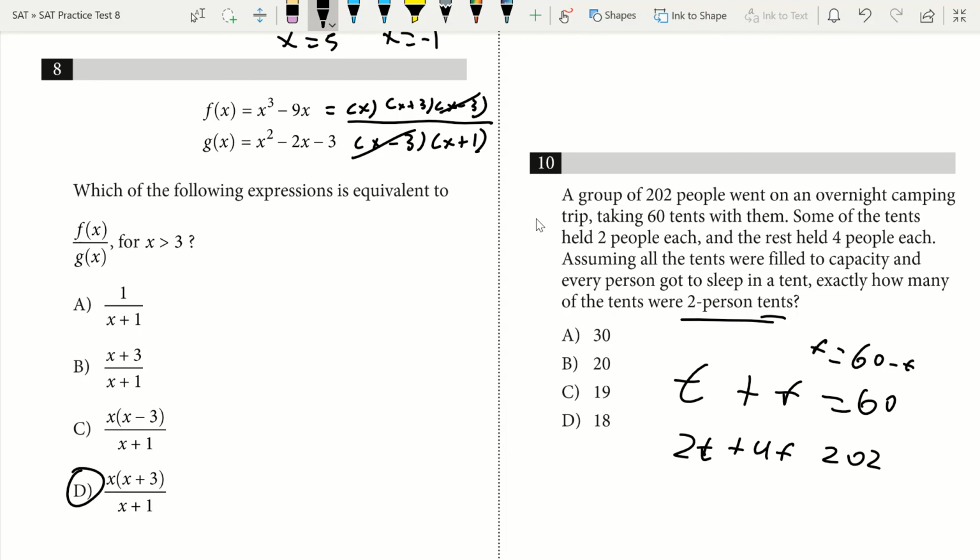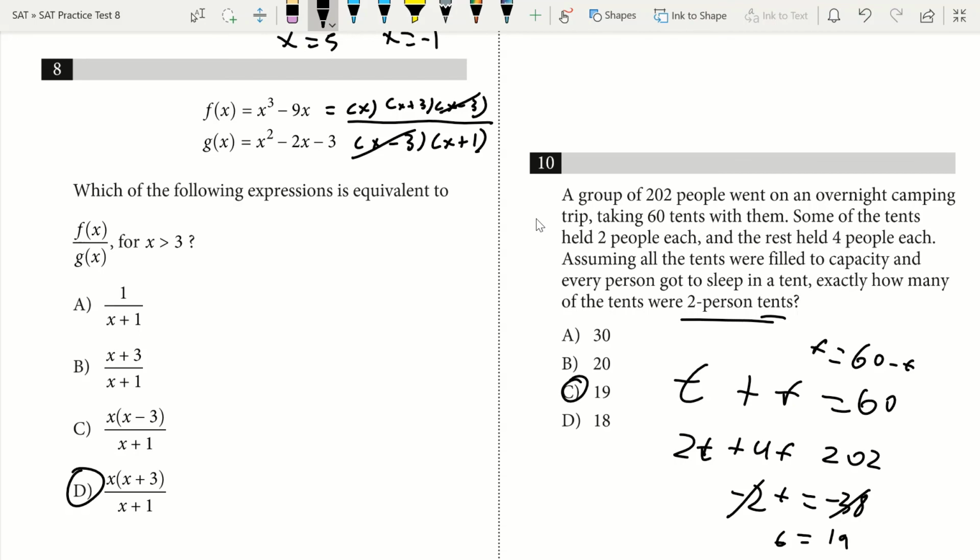Now I plug that in, I get 4 times 60, that's going to be 240. I subtract it from each side, and I'll get negative 38 over here. I also have minus 4T. 2T minus 4T is going to give me negative 2T. I divide each side by negative 2, and I will get that T is equal to 19.